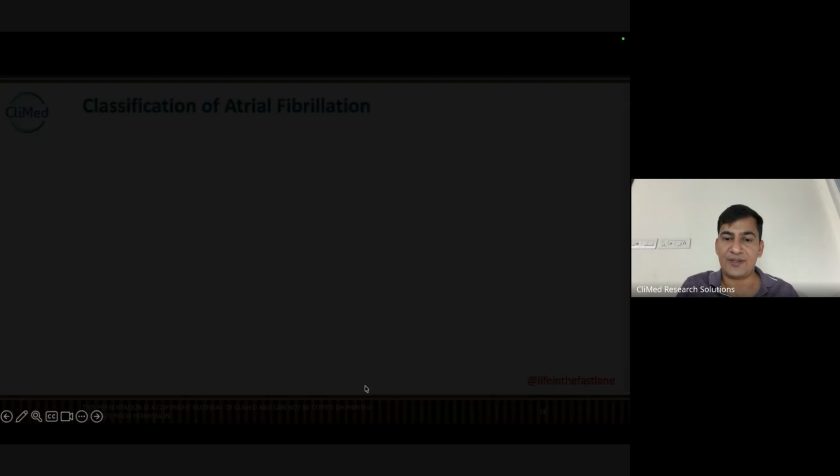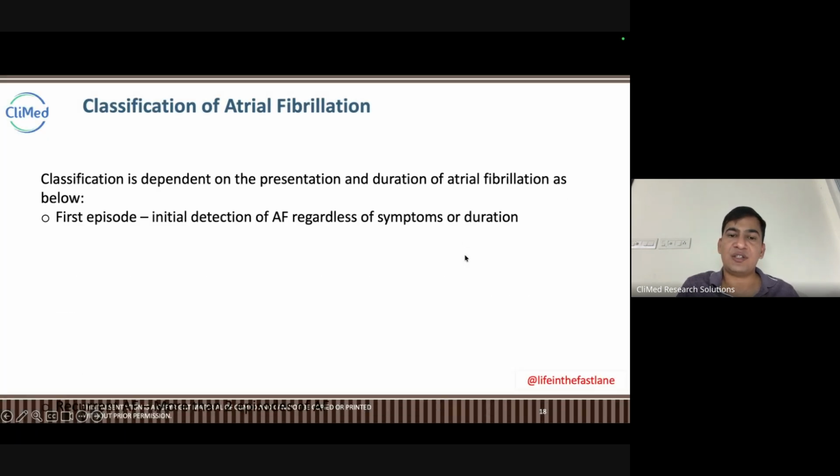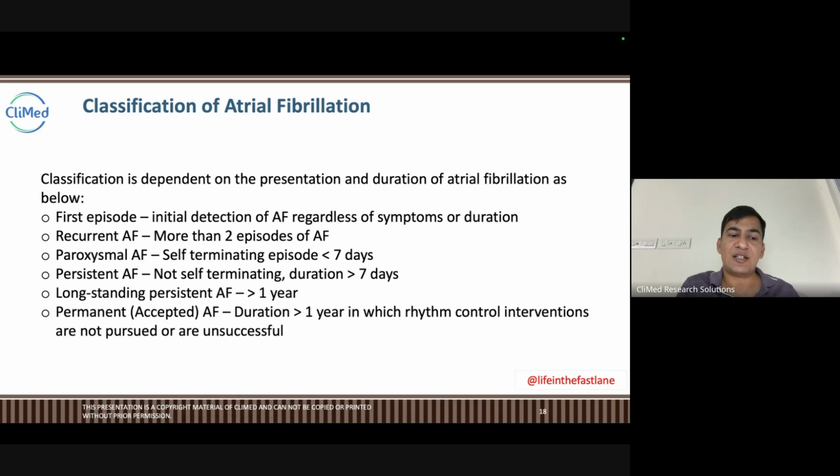Okay, great. So classification. There are multiple types of AF. Classification depends on the presentation and duration of AF. First episode AF is the one initially detected, regardless of symptoms and duration. If it is the first time in the person's life that it is happening, that is first episode AF.